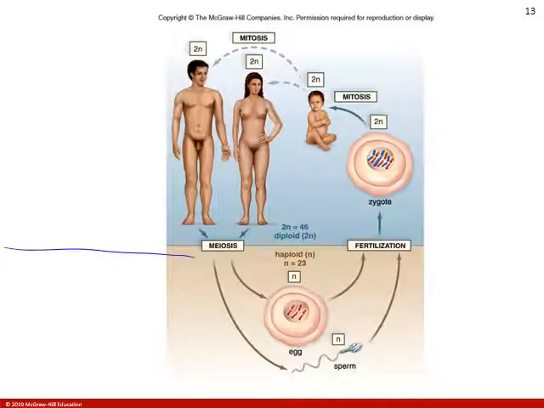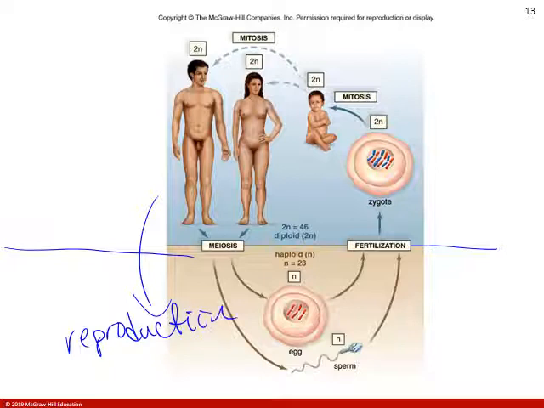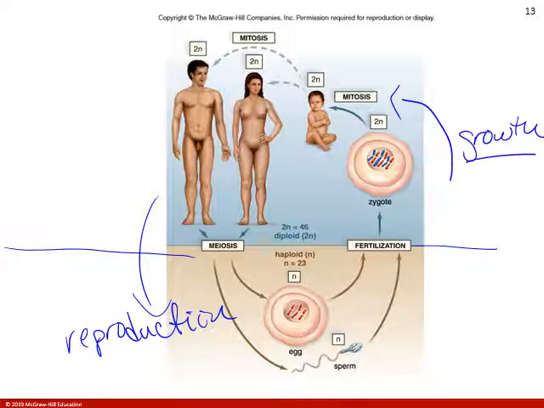So here we kind of have the division line. This is reproduction. We're not going to cover this in great detail till 202. Here is growth. So two characteristics of something that's living: it has to be able to grow and it has to be able to reproduce.